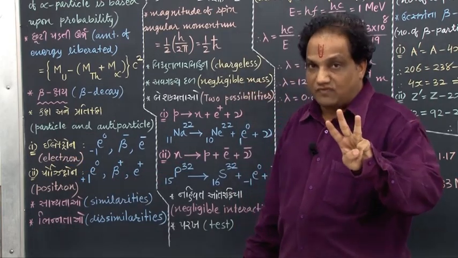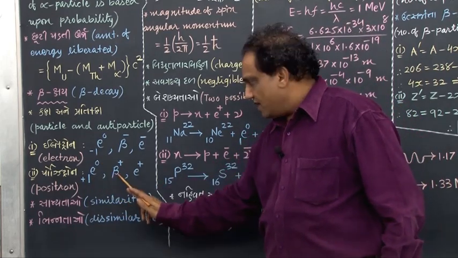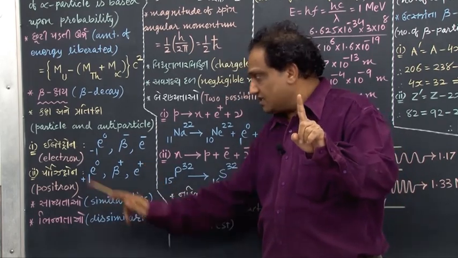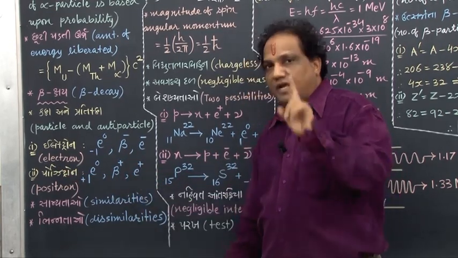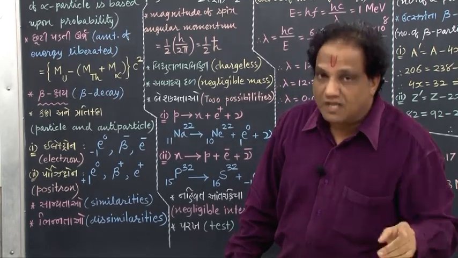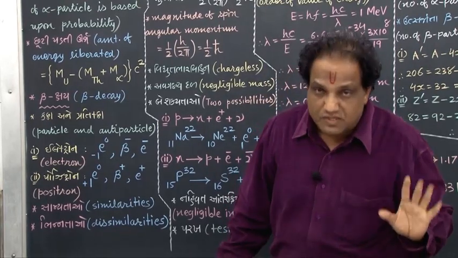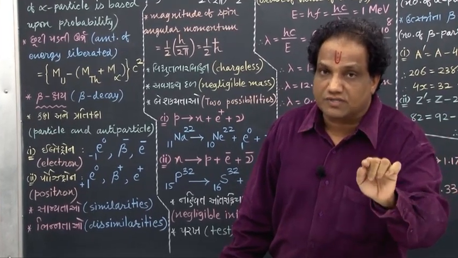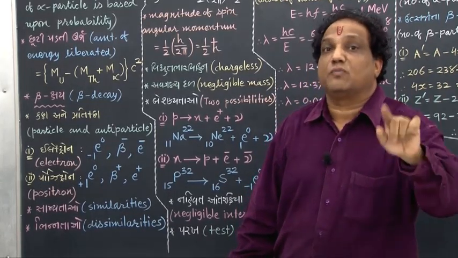Similarly, there are 3 symbols for positron also: +1 E 0, beta positive, or e plus. Mind well, whether it is electron or positron, both of them are called beta particles. Electron is beta negative and positron is beta positive. Negative beta particle means electron, positive beta particle means positron. Sometimes we call positron a positive electron. When you combine the words positive and electron, the new word we have prepared is positron.